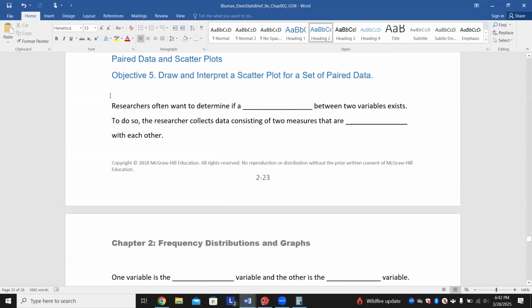Data and scatter plots, our fifth objective. We're going to draw and interpret a scatter plot for a set of paired data. So researchers often want to determine if a relationship between two variables exists. To do so, the researcher collects data consisting of two measures that are paired with each other.